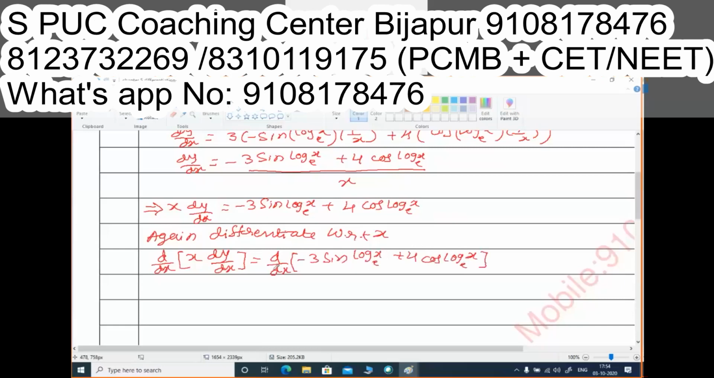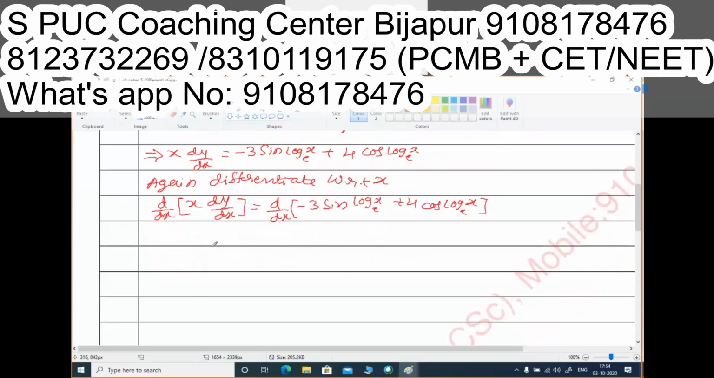Yes, now use that u into v formula. dy by dx into x, so you leave d by dx of x, plus x times d by dx of dy by dx. Whatever space you left here, what do you write? That is dy by dx. You are going to write here x.